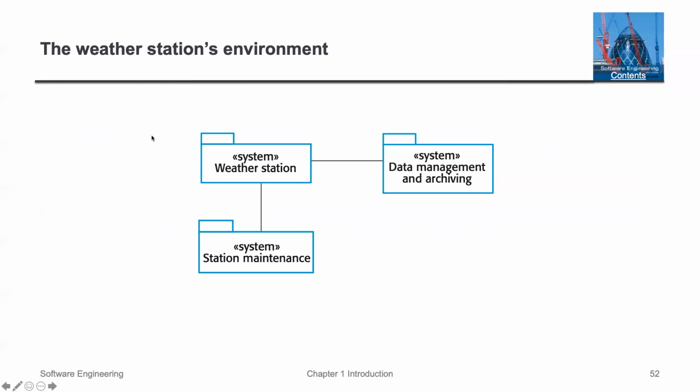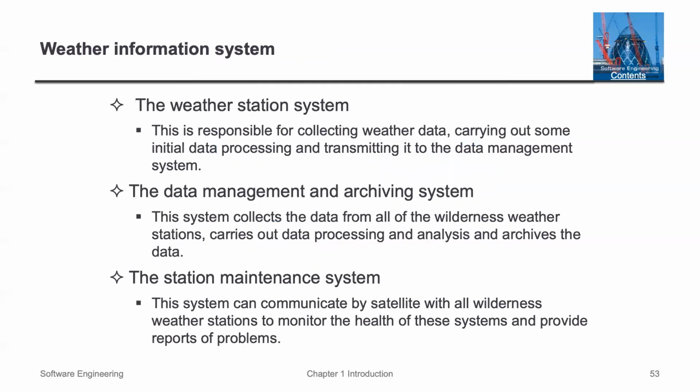So here are the various things that need to be done. There's the weather station. There needs to be data management and archiving, and that's going to be an important system function. And then there's the station maintenance. There's going to be regular maintenance. Maybe some of the sensors need regular refresh, new batteries, hardware refreshes of other types, and what have you.